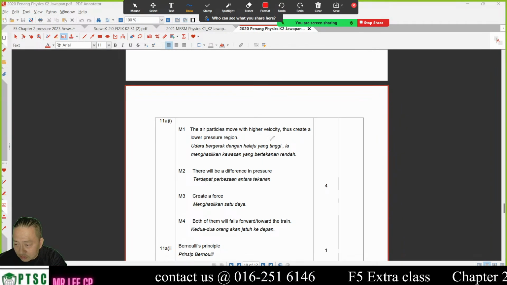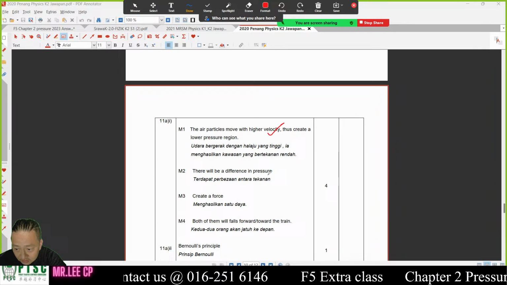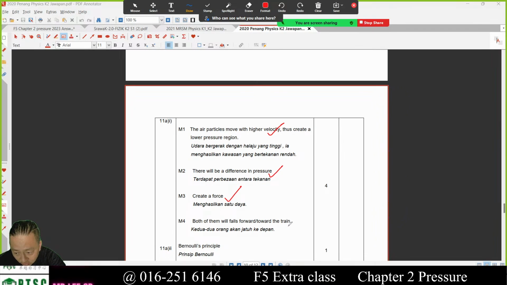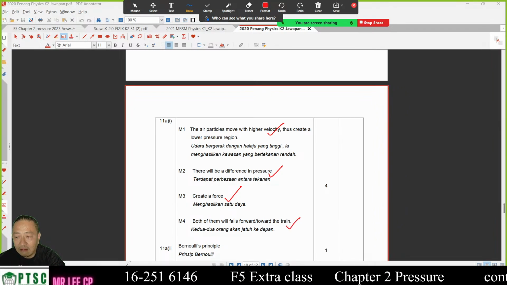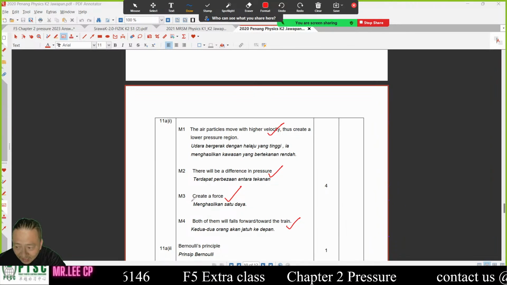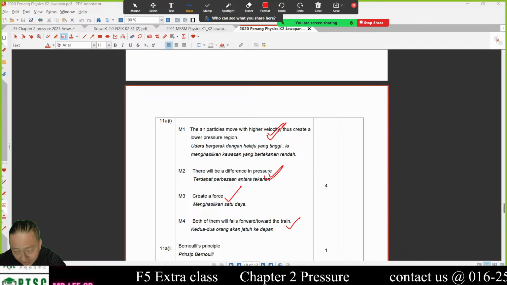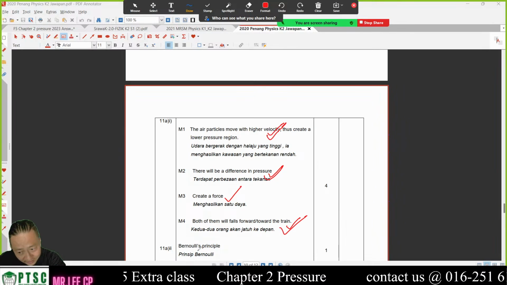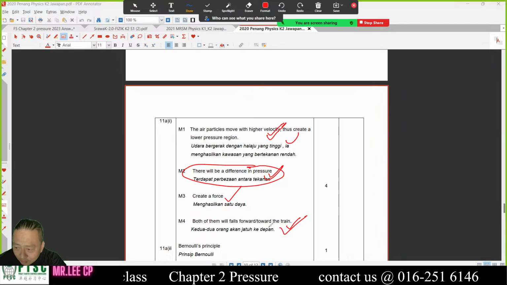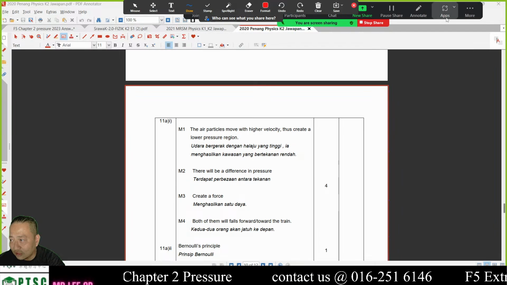Now, a particle moves with high velocity, creating a low pressure. One mark. There will be a difference in pressure. I get a mark. Create a force. Yes, one more mark. Force them to move forward. Yes, full marks. That is how you answer. This one is very lucky, I get 4 marks. If not, I believe you can get 1 mark, then 2 marks, and then 3 marks at least. Maybe you won't write this one, but at least you get 2 marks. I want you to get 2 marks at least for this kind of question.